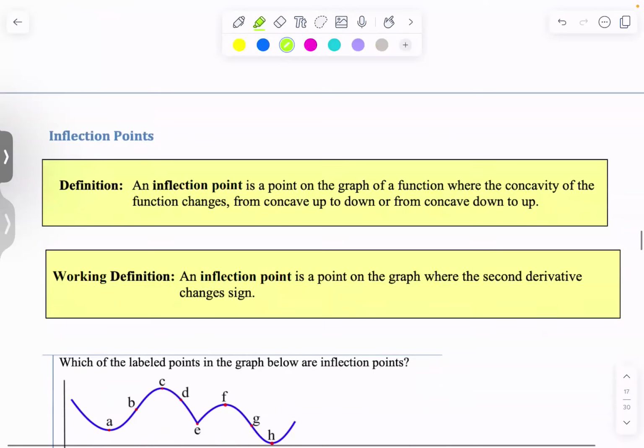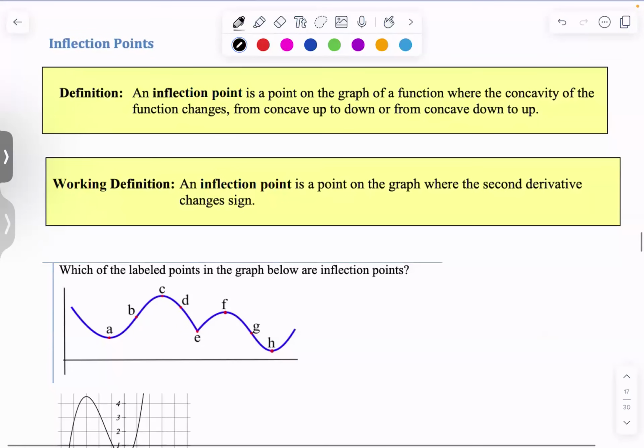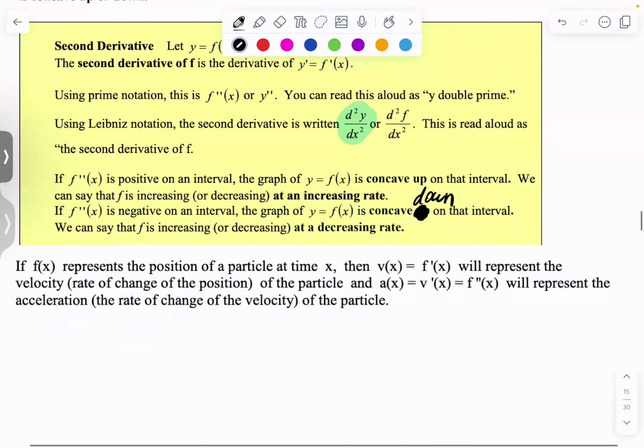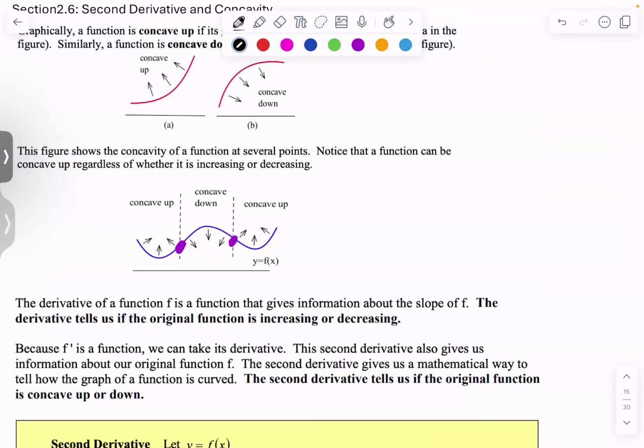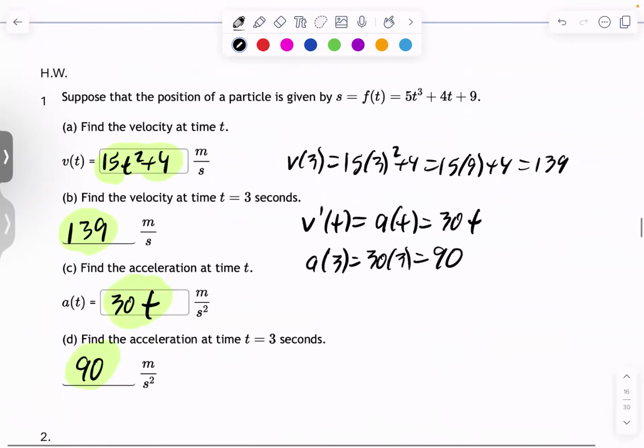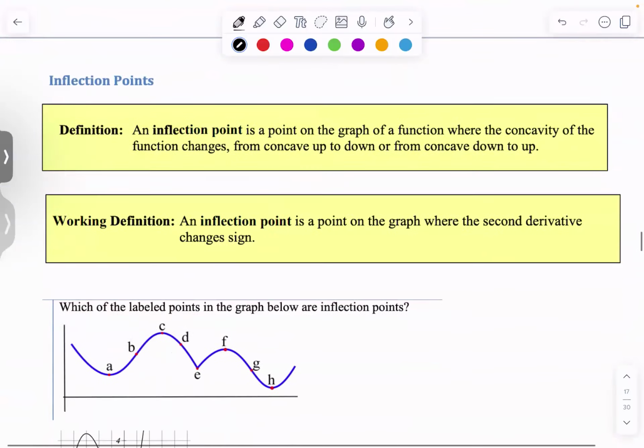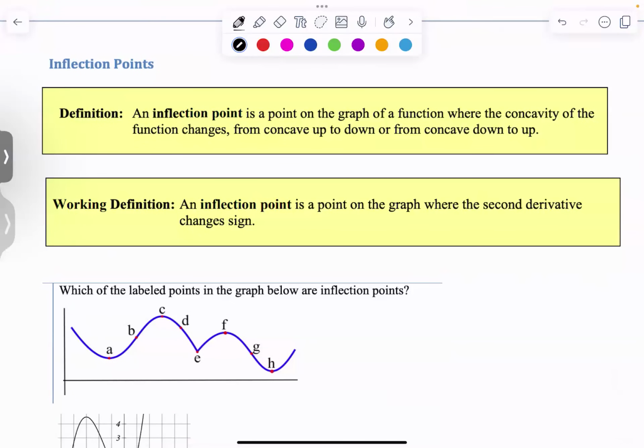All right, so let's talk inflection points. I've actually pointed out the inflection points before. An inflection point is a point on the graph of the function where the concavity of the function changes. So I pointed those out way up here. That's the purple. Those are the inflection points. So it's changing from concave up to concave down or concave down to concave up. Working definition: an inflection point is a point on the graph where the second derivative changes sign.